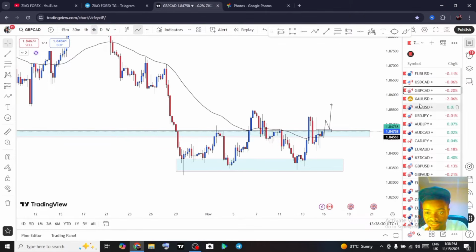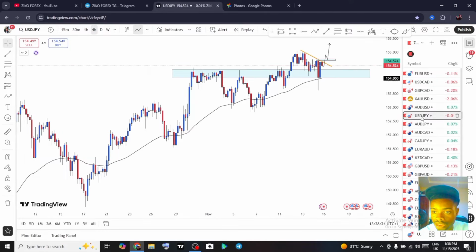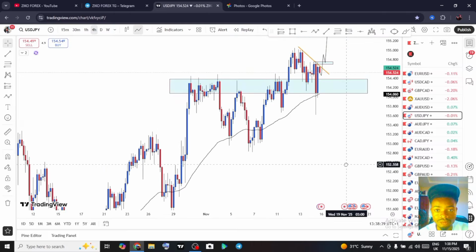So that is the main pairs. I have two other pairs I'm looking at. These two JPY pairs, USD JPY and AUD JPY. Let me show you guys what I have here.